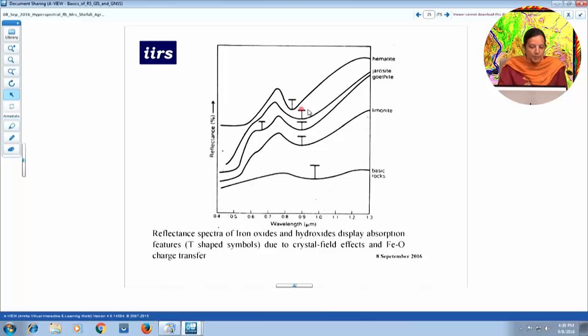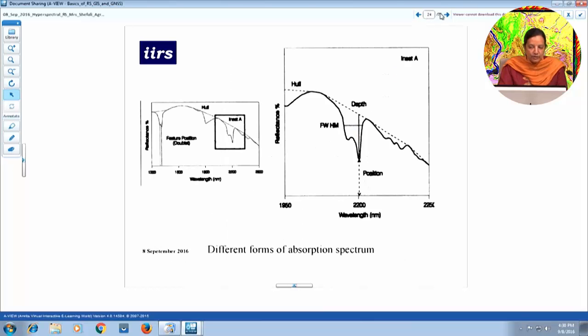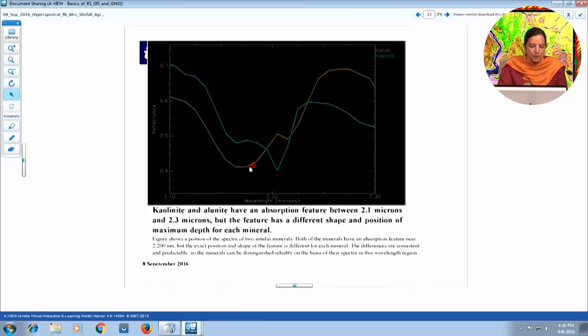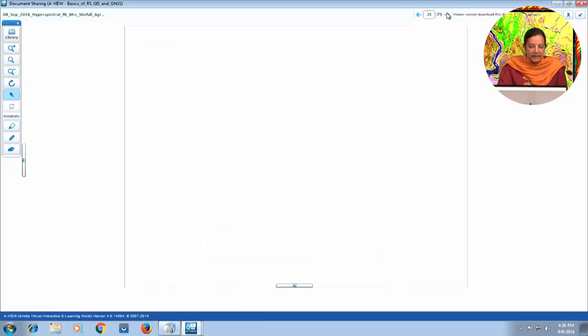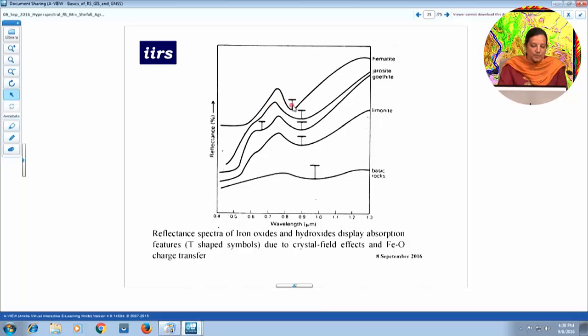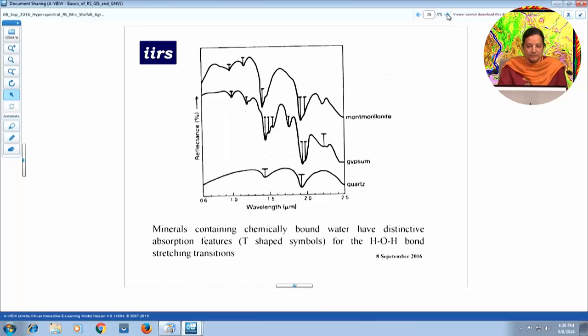Some of the absorption zones, like those you see in iron oxides, are broader in nature compared to the previous one, where they are narrow absorption zones. In iron oxide materials, these absorption zones are broad bands, and hence they can be easily identified by the multispectral data also. The absorption bands which are very narrow in nature require finer observations.